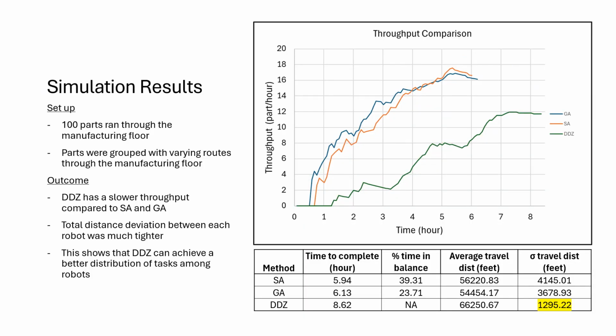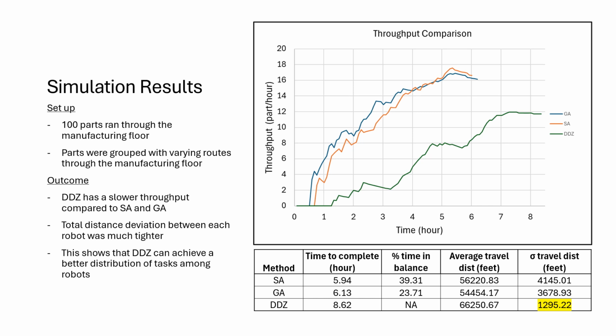To show the differences between each algorithm, we ran 100 parts of varying routes through the system. For simulated annealing, or SA, and genetic algorithm, GA, they completed the simulation in around 6 hours, with GA having a higher throughput. DDZ, on the other hand, had a lower throughput throughout the simulation and took 2 more hours to complete.